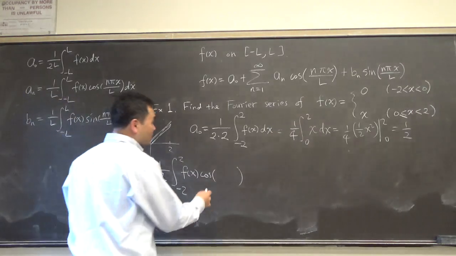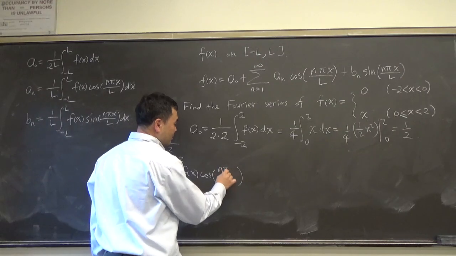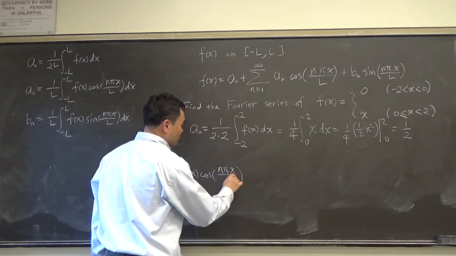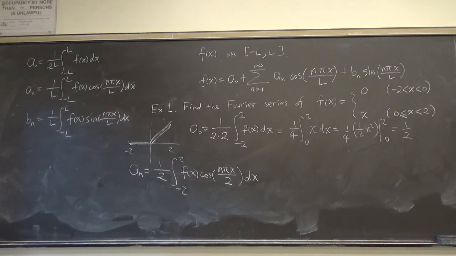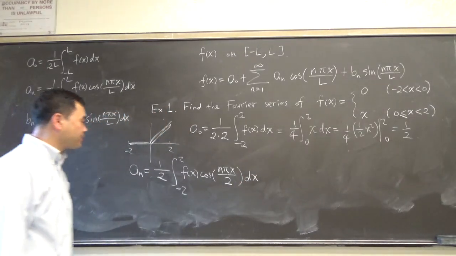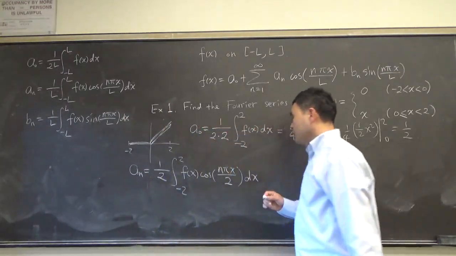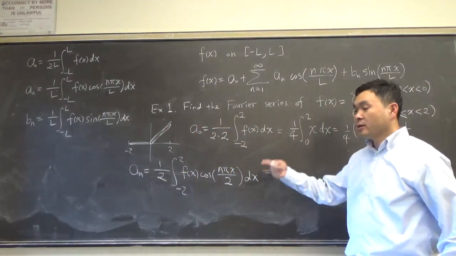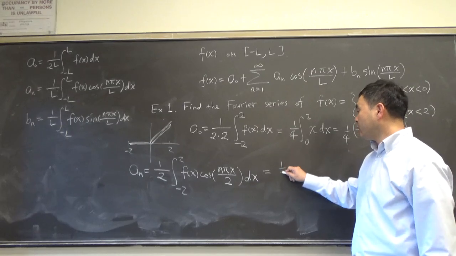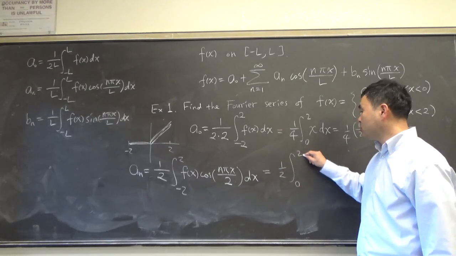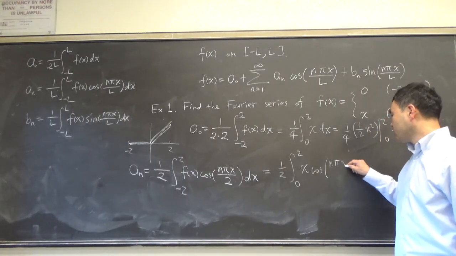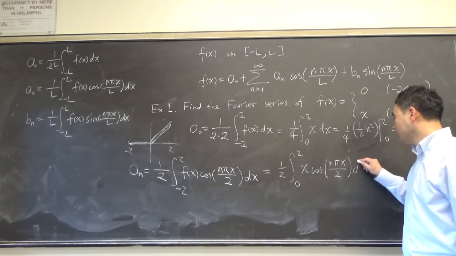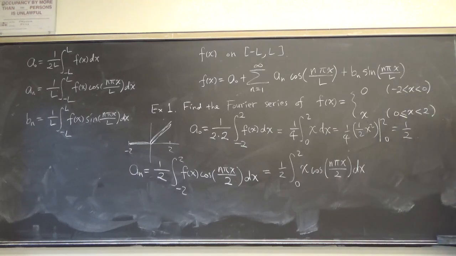So it should be n pi x over 2. Okay? Again, you want to do 1/2 integral from 0 to 2 of x times cosine n pi x over 2 dx.